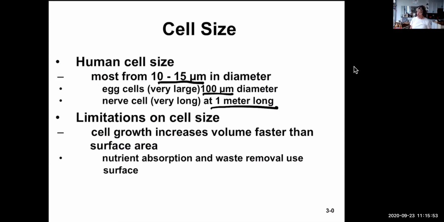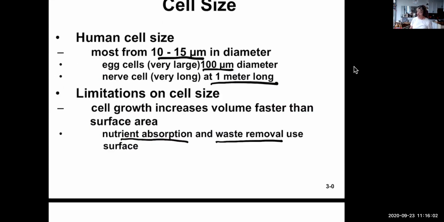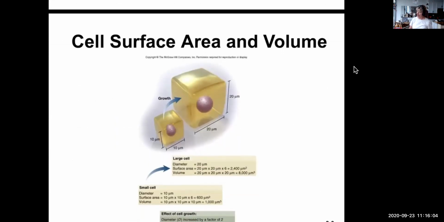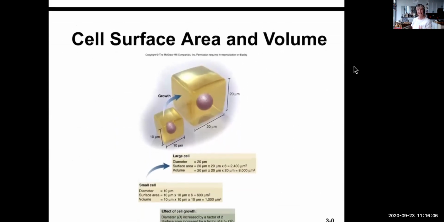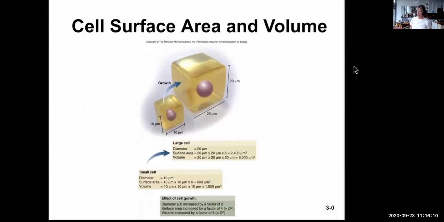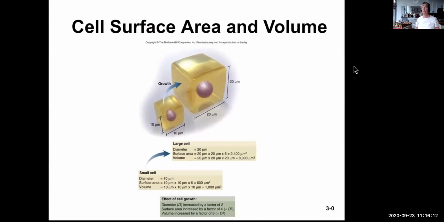So volume increases more. The surface area is for nutrient absorption and also waste removal. But all of the functions occur inside the cell, and the cell needs a lot of material to function. So there's a limit to how large the cell can get. If it gets too large, the surface area can't keep up with the requirements of the volume of the cell inside.